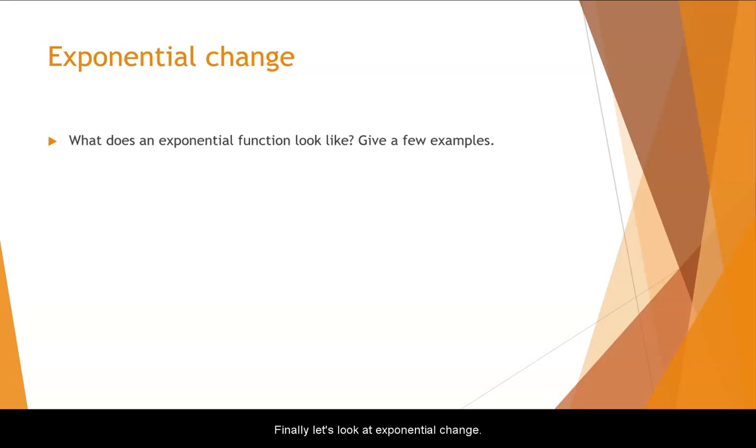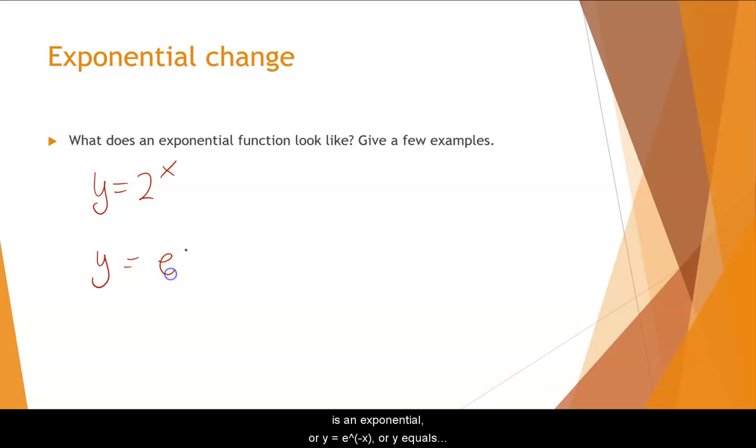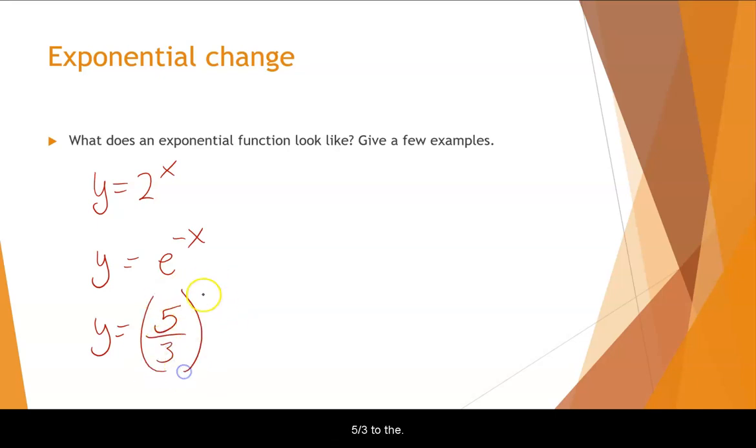Finally, let's look at exponential change. What an exponential function looks like is it has the variable in the exponent. So y equals 2 to the x power is exponential, or y equals e to the negative x, or y equals 5/3 to the negative 3x plus 2 power. In all of these, the independent variable x is in the exponent.